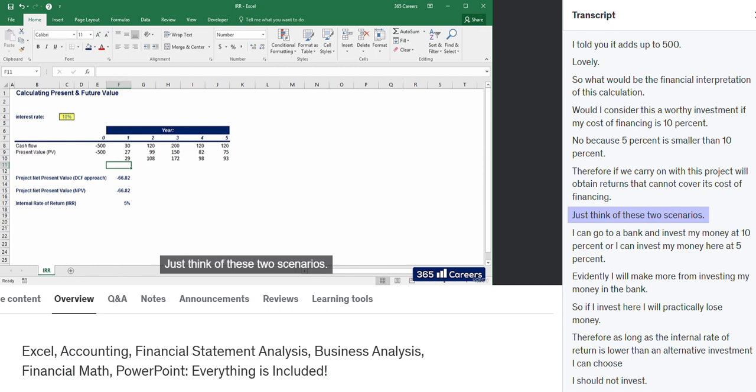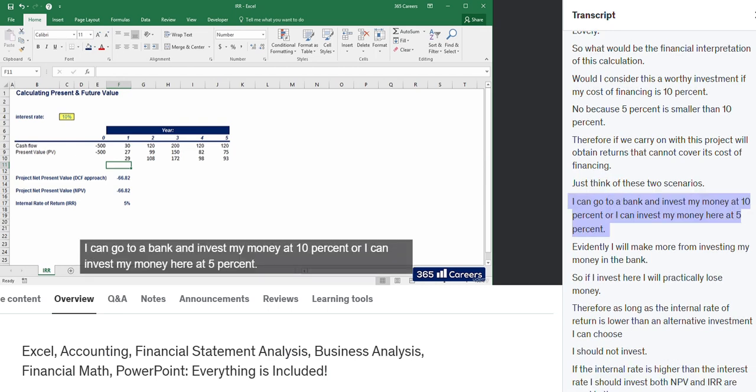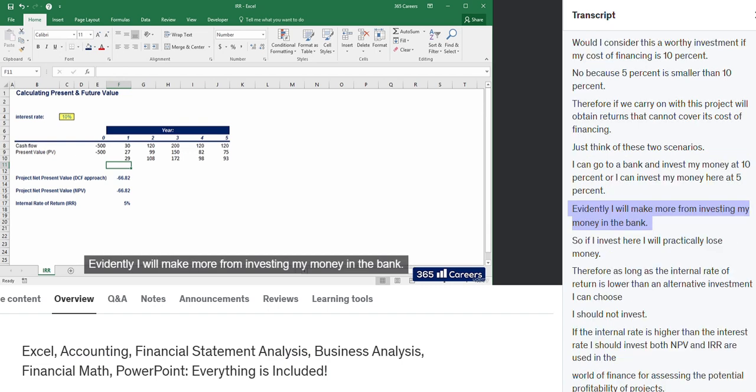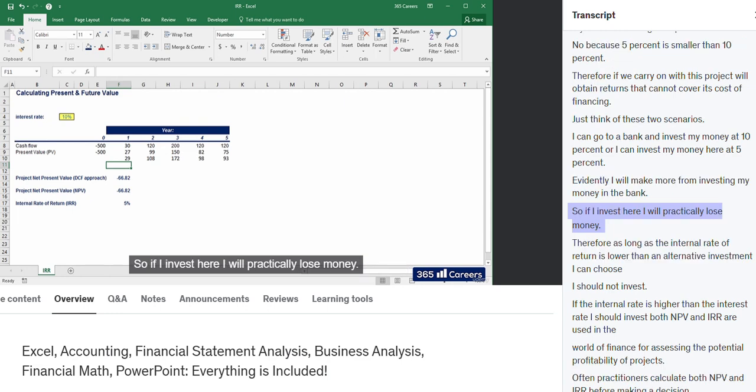Just think of these two scenarios. I can go to a bank and invest my money at 10%, or I can invest my money here at 5%. Evidently, I will make more from investing my money in the bank. So, if I invest here, I will practically lose money.